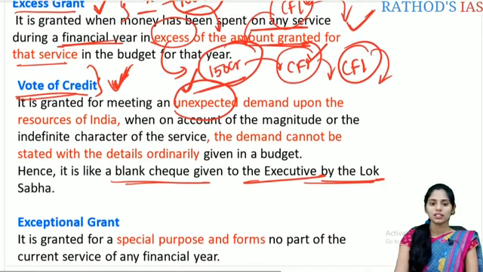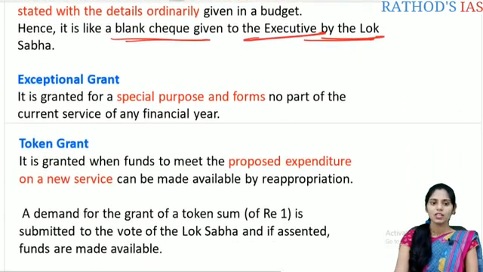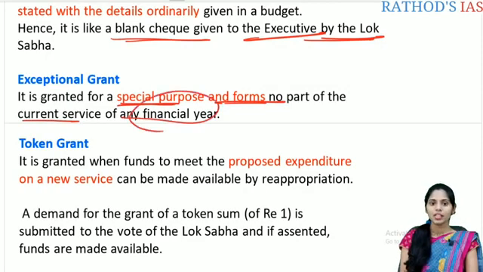So let us see the next one, that is exceptional grant. What is this exceptional grant? It is a grant mainly for a special purpose and forms no part of the current service of any financial year. So it is mainly granted for a special purpose and it does not form part of the current service.